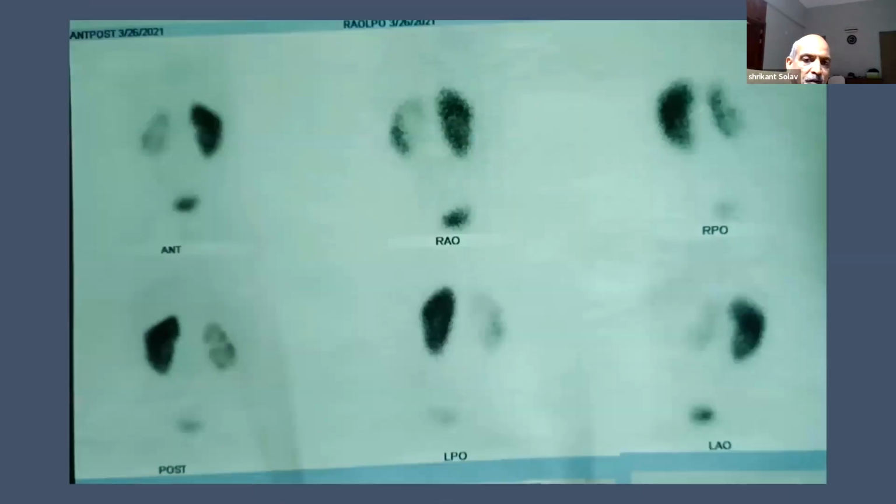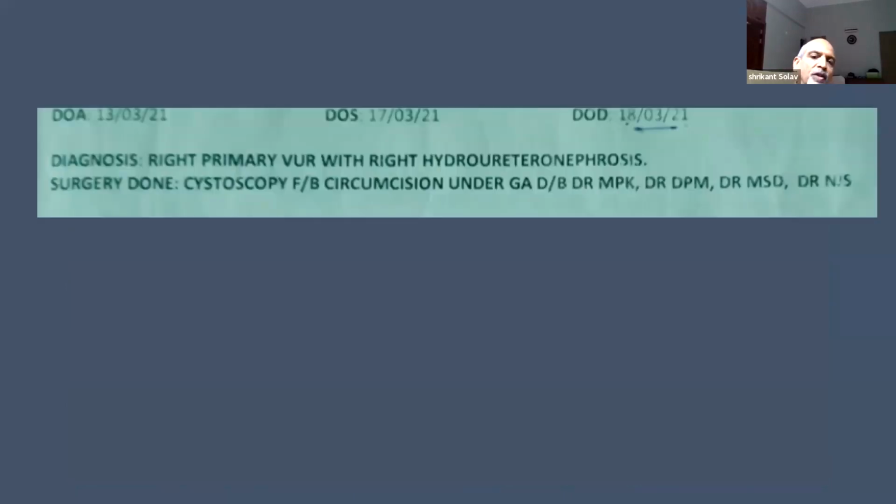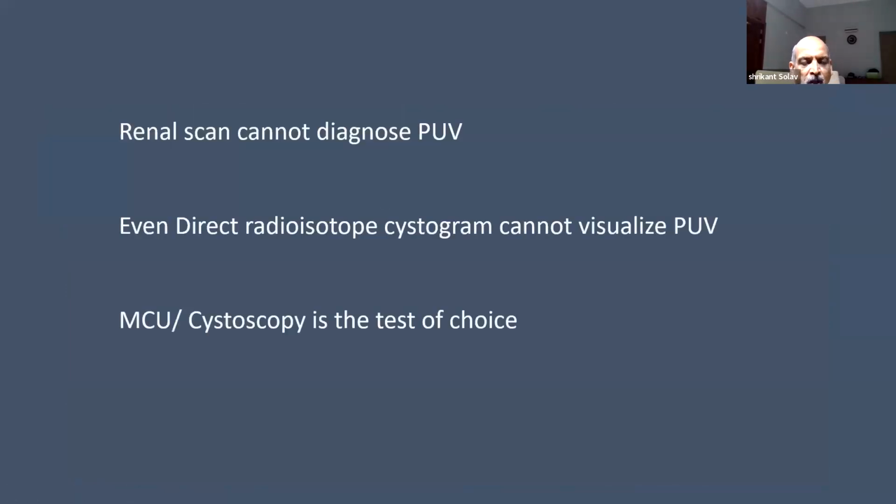There's a gross degree of vesicoureteric reflux on the right side, same side. This patient subsequently underwent a DMSA scan elsewhere in Mumbai, and scars were seen. Initially, the working diagnosis for them was posterior valves, but later on, the final diagnosis was primary VUR with hydroureteronephrosis. The patient underwent cystoscopy and circumcision. And subsequent to that, so that's about it. This was the story.